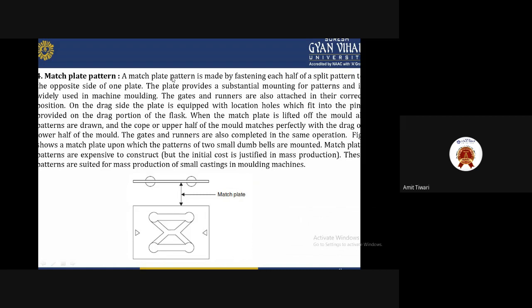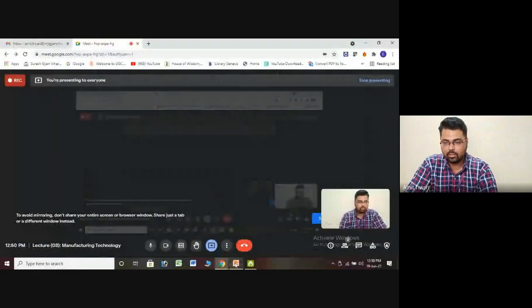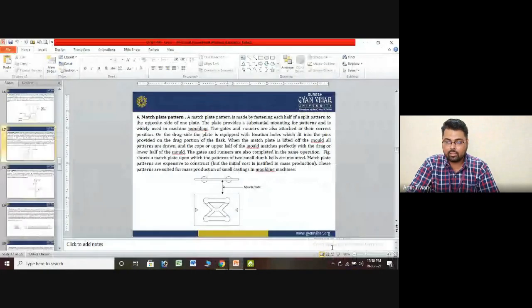So in this figure we show that the match plate pattern of two symbols is generally used for that. The match plate pattern is expensive to construct, but the initial cost is offset by mass production. That's why the pattern is suitable for mass production of simple castings and molding machines. So with the help of these diagrams I'm showing you some benefits of this type of casting. It is rapidly used in metal.